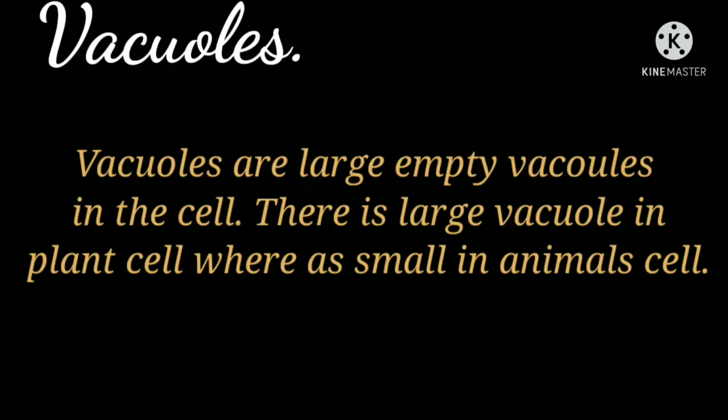Now the next organelle, that is vacuole. Vacuoles are large empty spaces present in cell. It means there are vacuoles present in plant cell also and animal cell also, but in plant cell we have a large one, and in animal cell we have a small one. Compared to plant cell it is a small one.